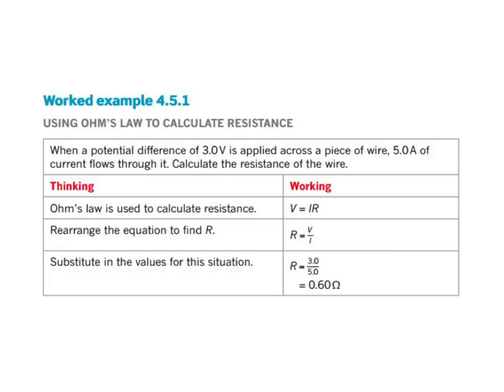Let's have a look at some examples now. In this particular example, we have a potential difference of 3 volts applied across a piece of wire. 5 amps of current flows through it. That's quite a lot of current. Calculate the resistance of the wire. So we just manipulate Ohm's law to get resistance as the subject. Substitute in: voltage is 3, current is 5. Put it in, we get 0.6 ohms.